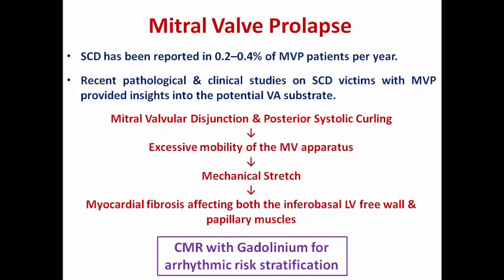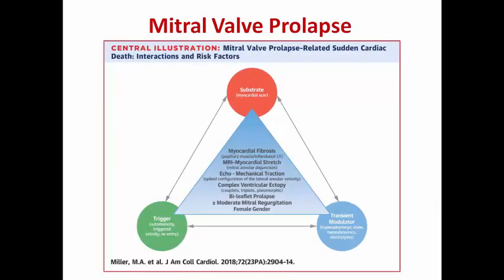That's why CMR with gadolinium is recommended in those patients with mitral valvular disjunction to assess the extent of scarring. And as we can see in this diagram, and we can find the link for it in the description, mitral valve prolapse sometimes may result in sudden cardiac death due to the interaction of the substrate with the trigger and sometimes transient modulators like hyperadrenergic state or electrolyte disorders. So in some group of patients there is a risk, but not in all patients.